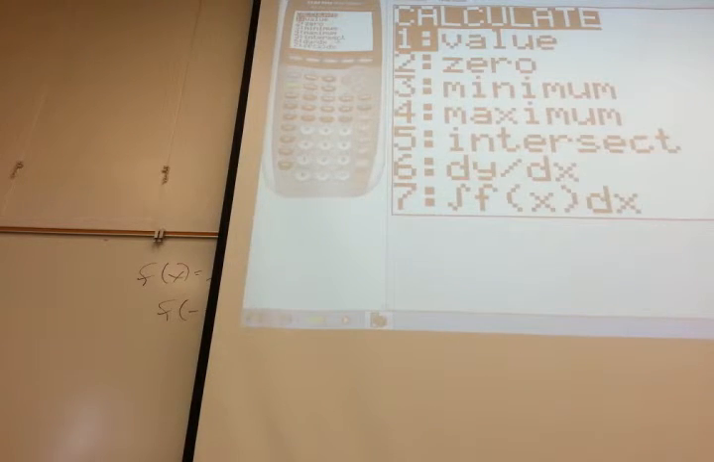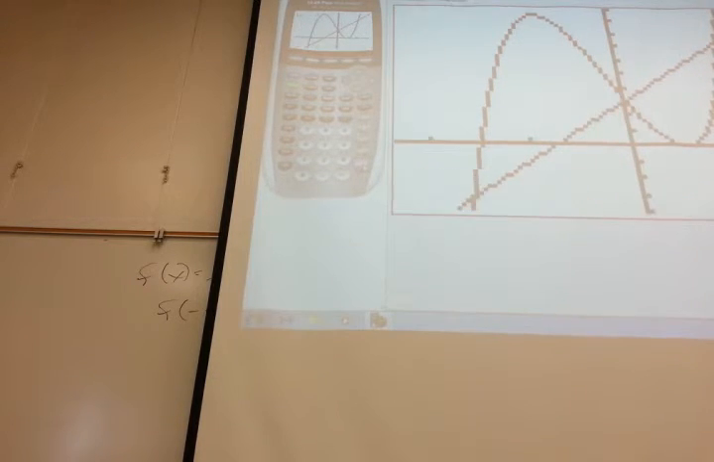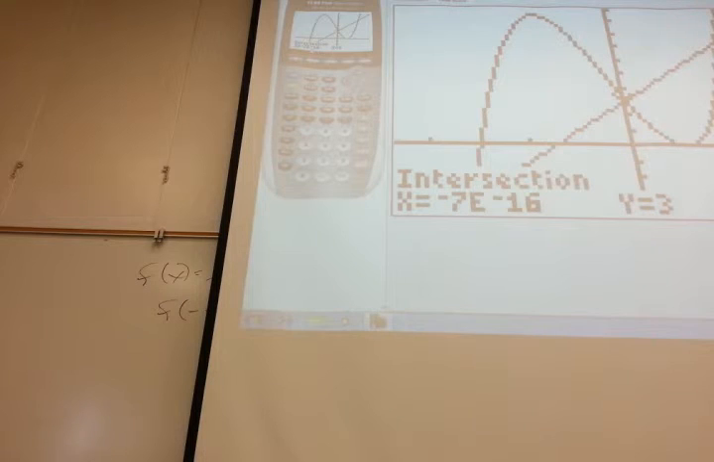Second calc, go to intersect. And remember the shortcut. Now that's kind of a bad example because they've written all over it. So let's do this one here. The shortcut is just go as close as you can to it. Hit enter, enter, enter. So what's it trying to say here? Close to 0. Yeah, the intersect at 0, 3 is what it's trying to say.